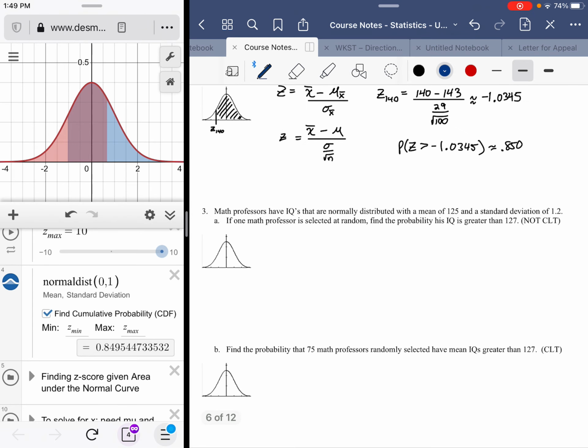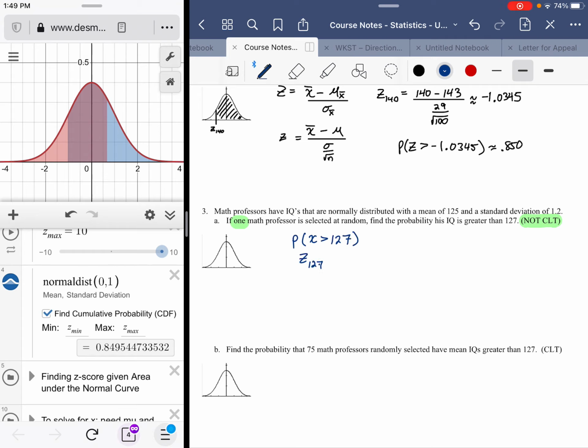All right. So number 3 actually adds a little context. Math professors have IQs that are normally distributed with a mean of 125 and standard deviation of 1.2. If one math professor is selected at random, so you see it's normal distribution, I keep saying that, not central limit theorem, because it's one math professor being selected at random. Find the probability that his IQ is greater than 127. I went with his because I was talking about myself. All right, so probability that x is greater than 127.